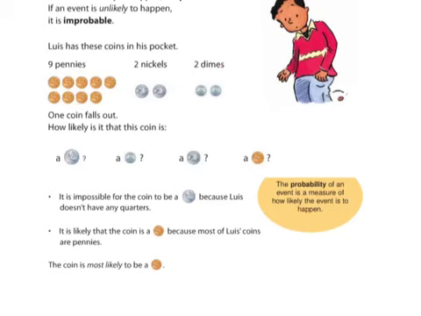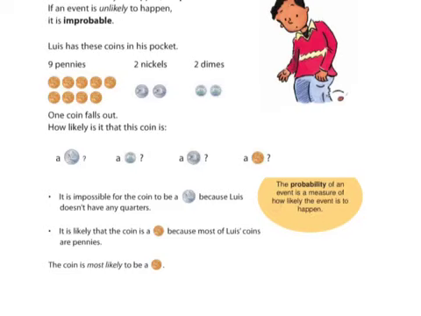Last we have the penny. Well, there are 9 pennies. So there are 9 more chances it's going to be pennies as opposed to 4 chances for nickels and dimes. So it's likely or probable that it would be a penny. It is most likely that it will be a penny. The probability of an event is a measure of how likely it is that it will happen.